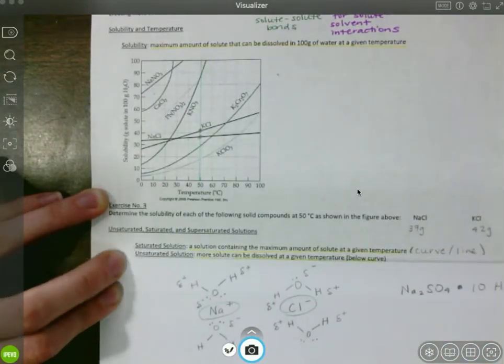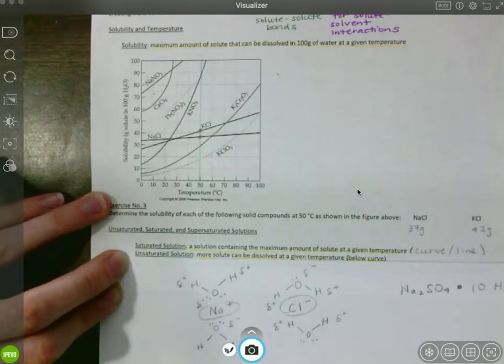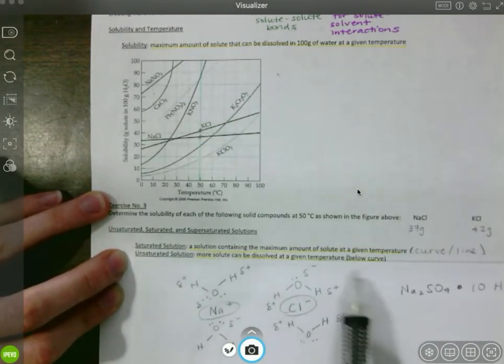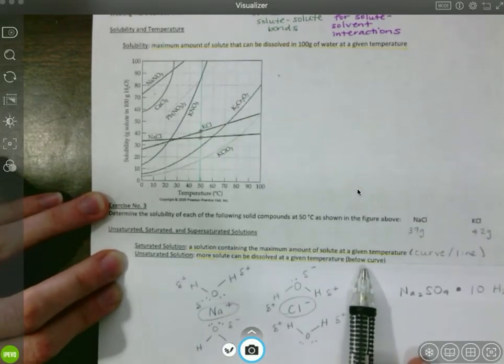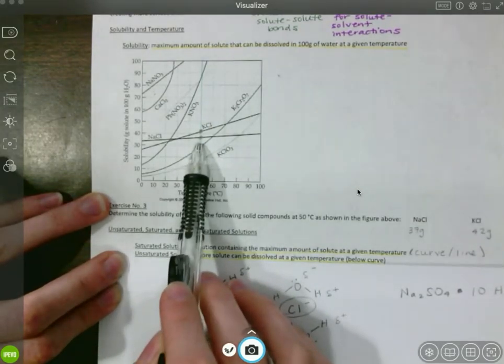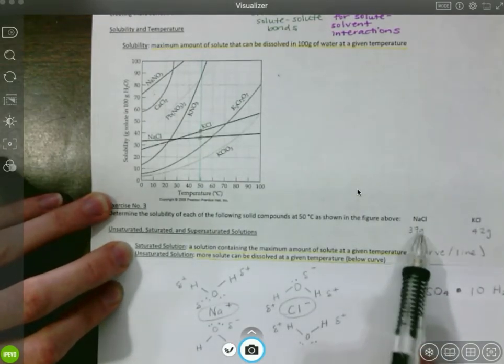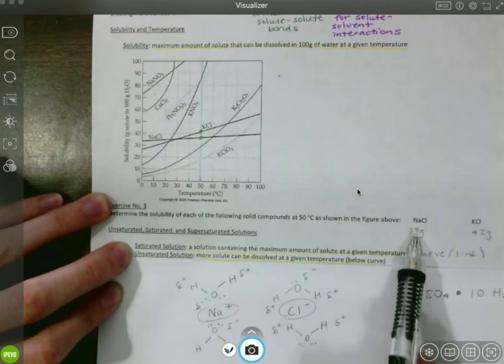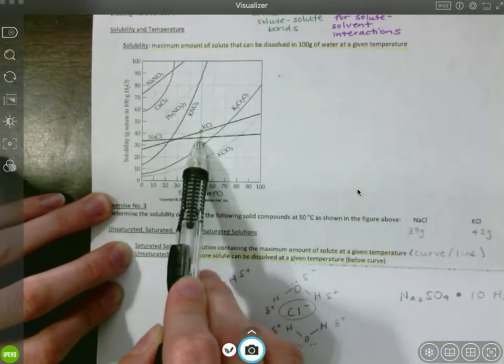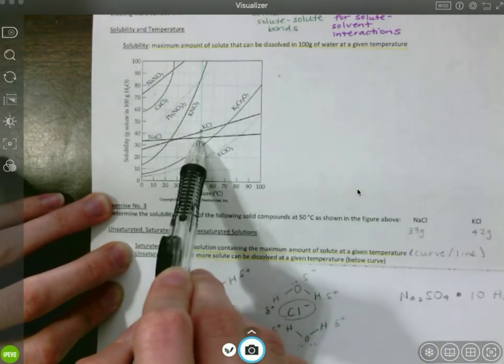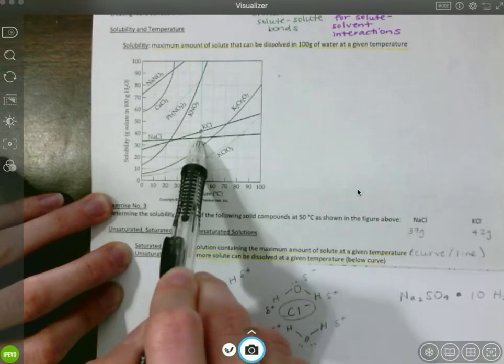Our next definition is unsaturated solution. An unsaturated solution means that we can add more solute and it will dissolve at any given temperature. So this is any point below our curve. Let's take, for example, our sodium chloride. Our saturated solution would mean that we have 37 grams of sodium chloride dissolved at 50 degrees Celsius. That is saturated. We cannot add any more. It's not going to dissolve.